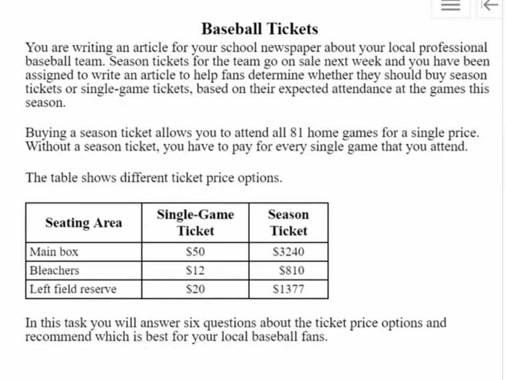In the bleacher section, so I'm going to highlight that. And it tells you how many games there are. There are 81 home games, so you're going to get 81 home games for $810. So, to figure out the cost per game, you need to divide. So, 810 divided by 81. Okay, so that's number 1.